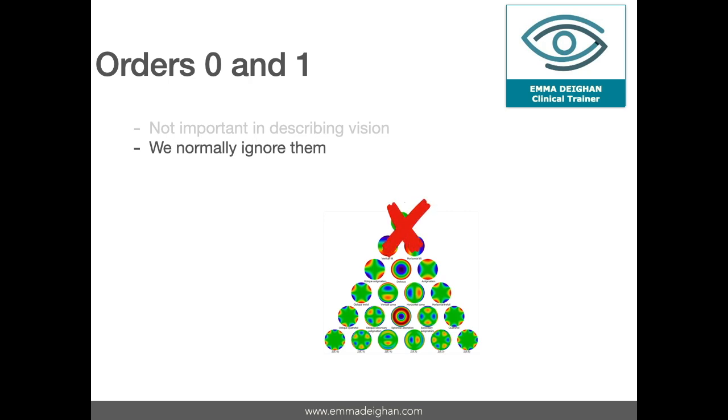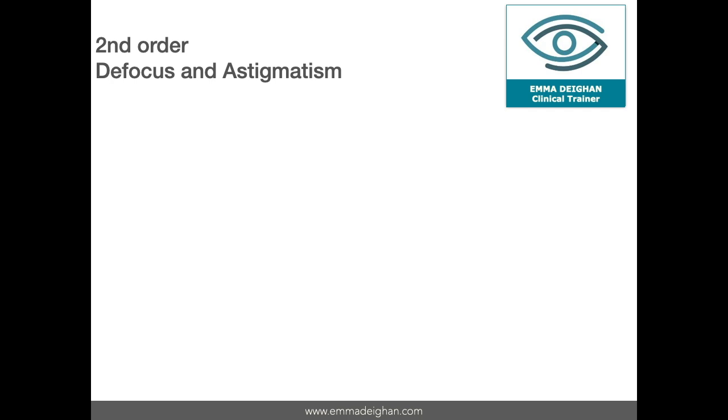That takes us to the third level, which is called second order and contains the terms defocus and astigmatism. This is the sphere and the cylinder. One thing to note is that according to the ANSI standard, which is what we're all governed by, cylinder terms are given two values, horizontal and vertical.